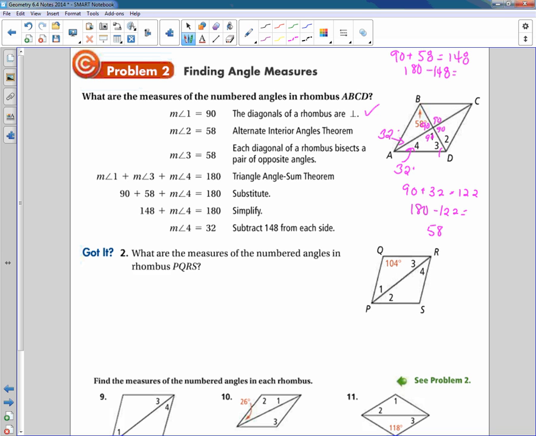And if we say 180 minus 122, what will we get? 58. So angle 3 would measure what? 58. And again, because the diagonal is an angle bisector, angle 2 is also going to measure what? 58 degrees. Are there any questions on how we did that? Good. I'll pause for just a second while you figure out the angles 1, 2, 3, and 4 for rhombus PQRS.